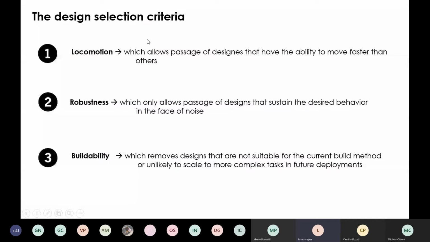And now we can see what the design selection criteria are. In fact, we have locomotion, robustness, and buildability. First of all, locomotion, which allows passage of designs that have the ability to move faster than others. Second, we have robustness, which only allows passage of designs that sustain the desired behavior in the face of noise. And finally, we have buildability, which removes designs that are not suitable for the current build method or are unlikely to scale to more complex tasks in future deployment.